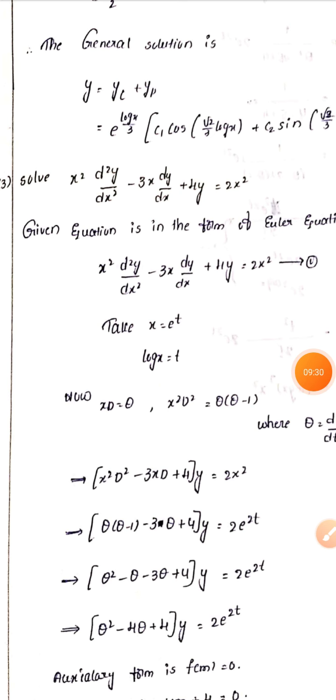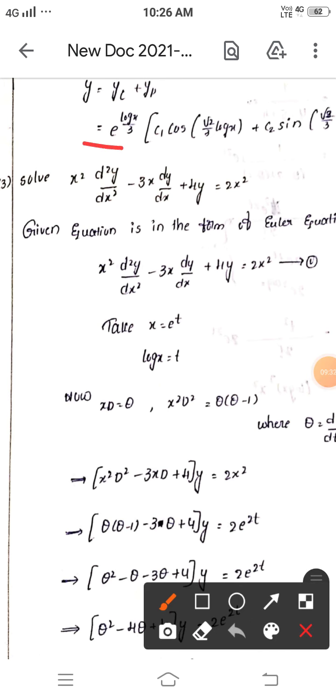And finally, this is the general solution for that Cauchy-Euler problem. Next problem. The next problem in this method is x square d square y by dx square minus 3x dy by dx plus 4y is equal to 2x square.